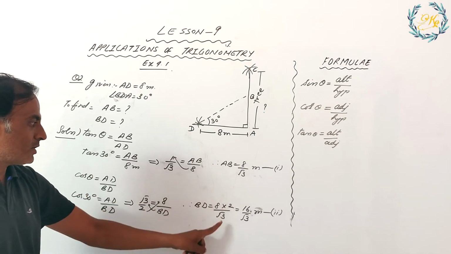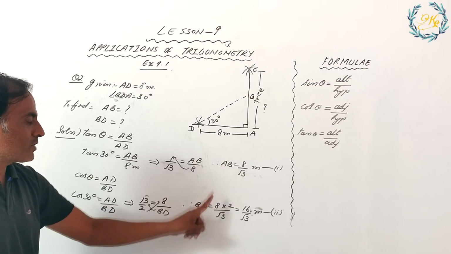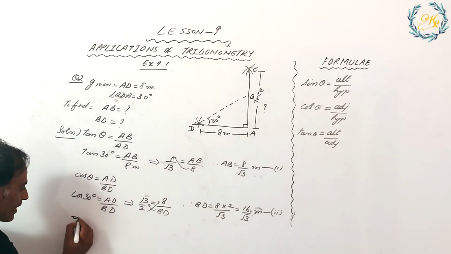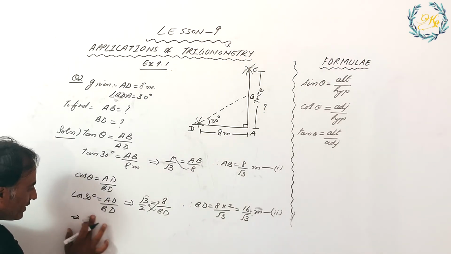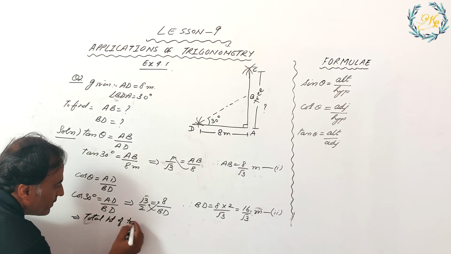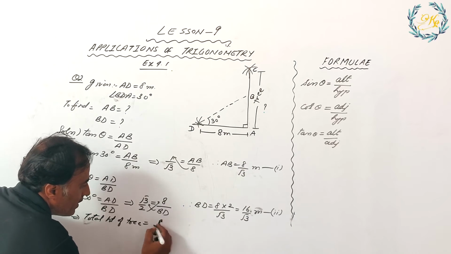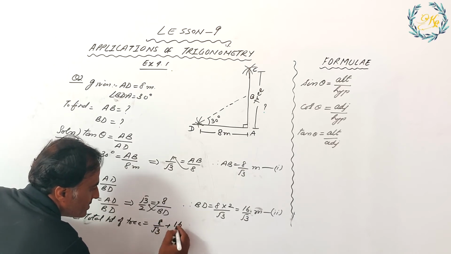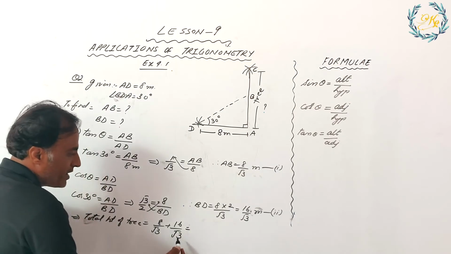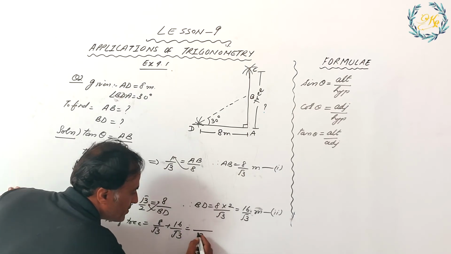So to find the total height of the tree, I am going to add both of them, AB plus BD. So I write first, total height of tree is equal to 8 upon root 3 plus 16 upon root 3. As I can see, root 3 is common in the denominators, so the LCM is root 3.